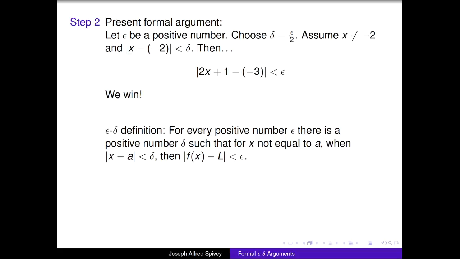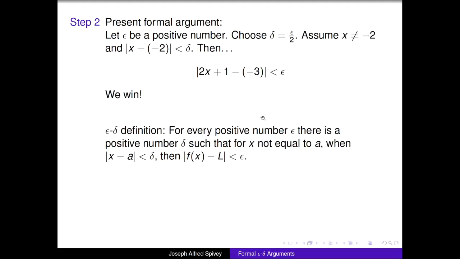Here's what the epsilon-delta definition says. For every positive number epsilon, there is a positive number delta such that for x not equal to a, when the absolute value of x minus a is less than delta, then the absolute value of f of x minus L is less than epsilon. So when we're showing that a limit exists, we have to verify this epsilon-delta definition. This definition gives us a template by which we will present our argument. So every part of this epsilon-delta definition needs to be in step 2.